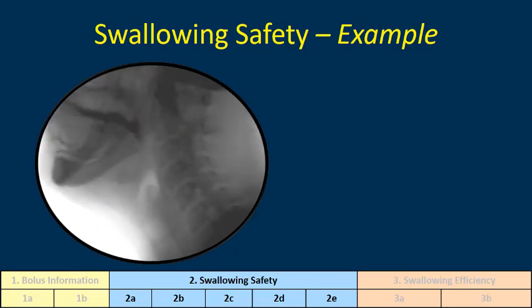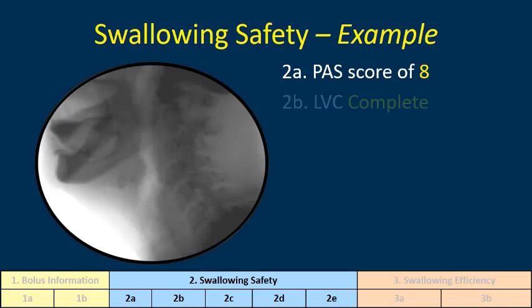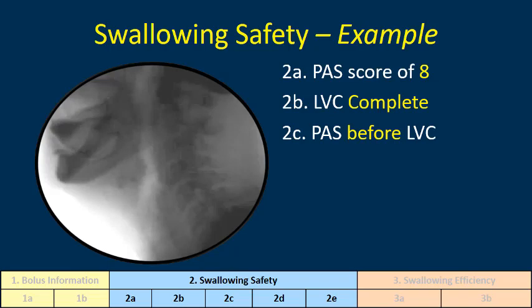Material has passed below the true vocal folds and there is no response from the patient. LVC is complete. Pass has occurred before LVC. And because the pass occurred before LVC, we move to 2D. Here we want to calculate the time to LVC.